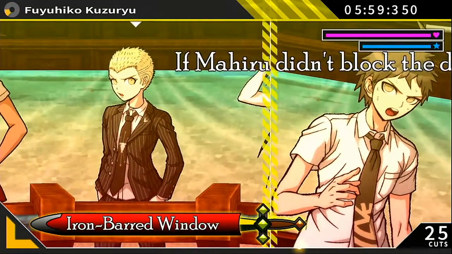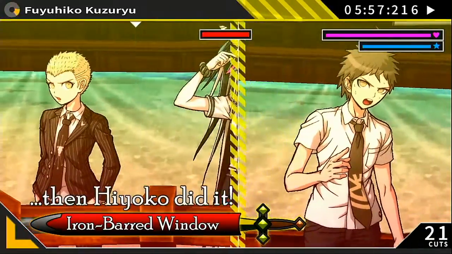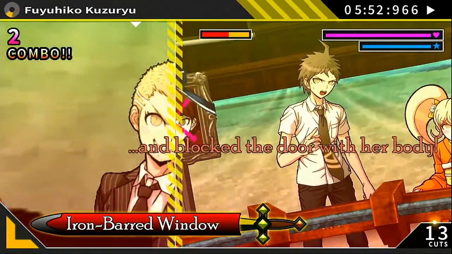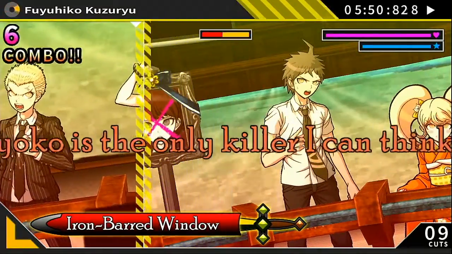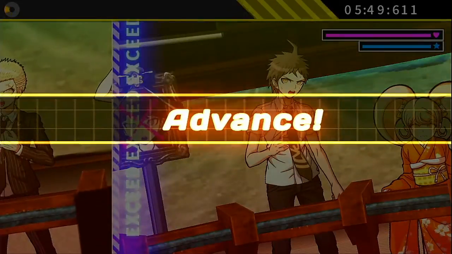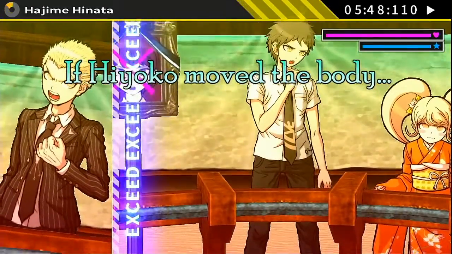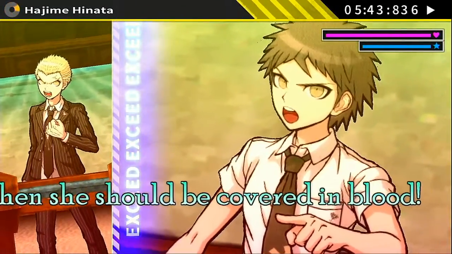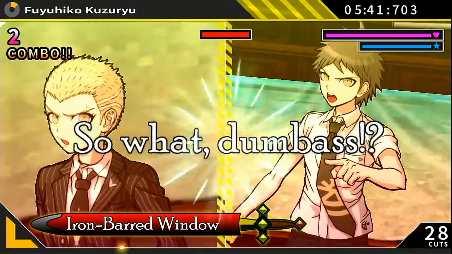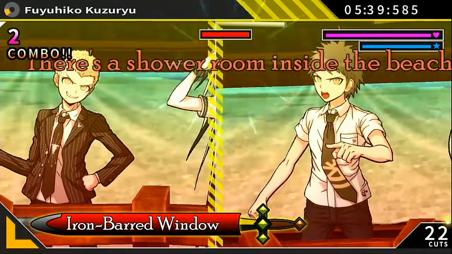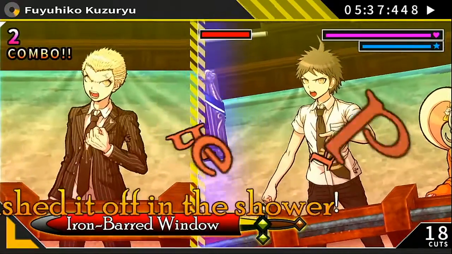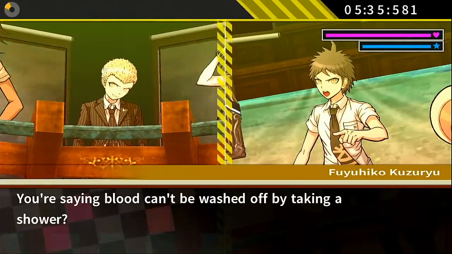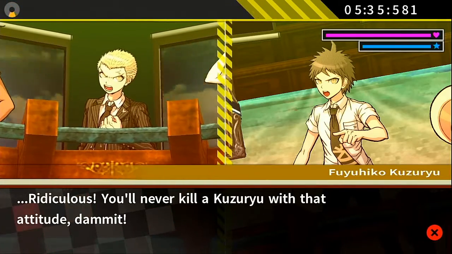If Mahiru didn't block the door, then Hiyoko did it! She killed Mahiru and blocked the door with her body! Hiyoko is the only killer I can think of! If Hiyoko moved the body, then she should be covered in blood. So what, dumbass? There's a shower room inside the— After she moved the body, she just washed it off in the shower! Crap!